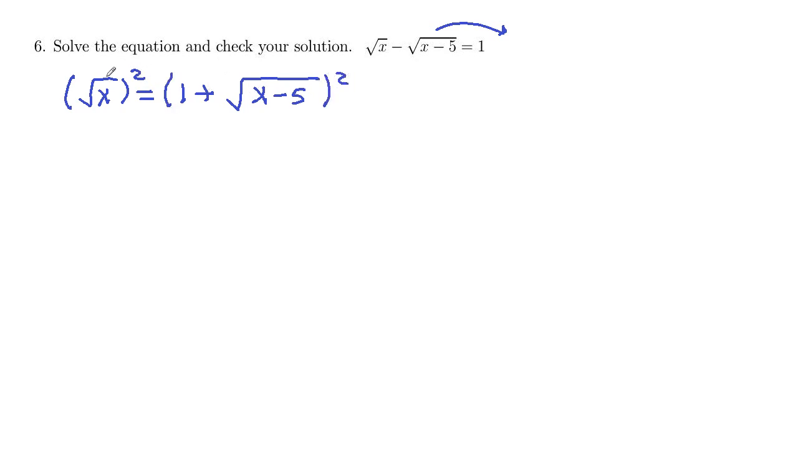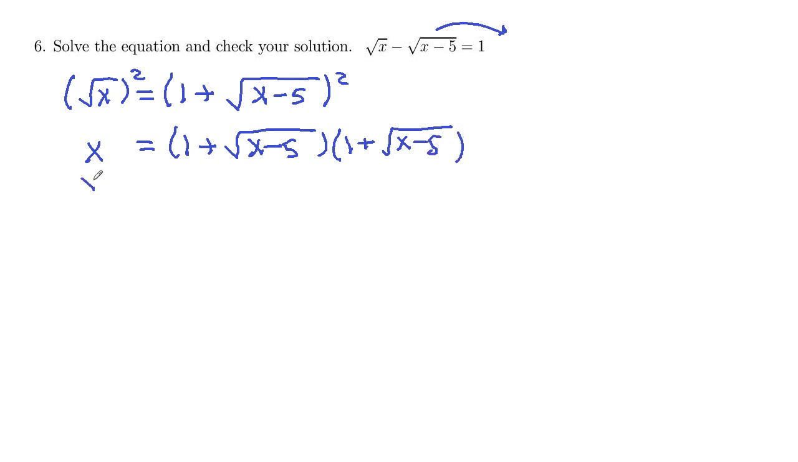So the square root of x squared, the root and the square undo each other. We're just left with x. On the right-hand side, you square this quantity. That means you multiply it by itself twice. So 1 plus root x minus 5 times 1 plus root x minus 5.